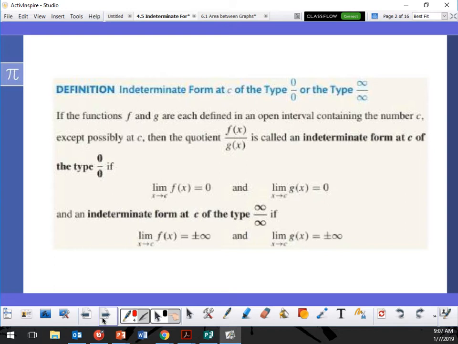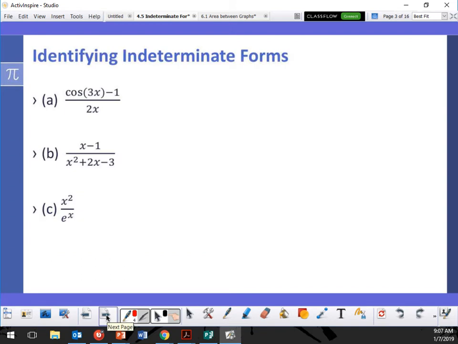So right here, definition: indeterminate form at c, of the type 0 over 0 or infinity over infinity. If I plug in the number c, or whatever I'm taking the limit to, and I get 0 over 0, that's indeterminate. If I get infinity over infinity, that's also indeterminate. Plus or minus infinity works also, that's part of it. All right, so right here, identifying indeterminate forms.